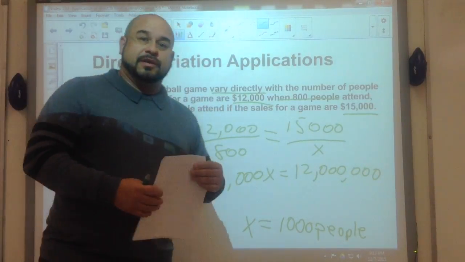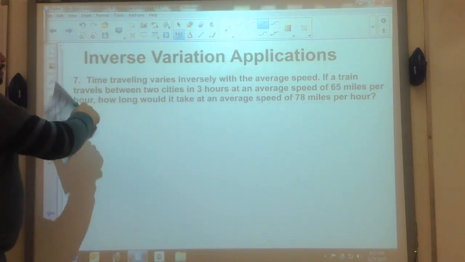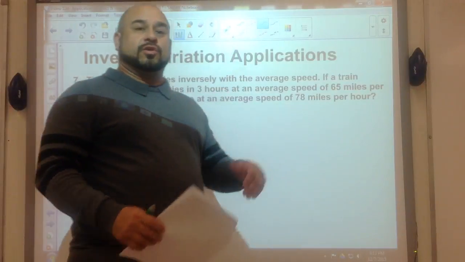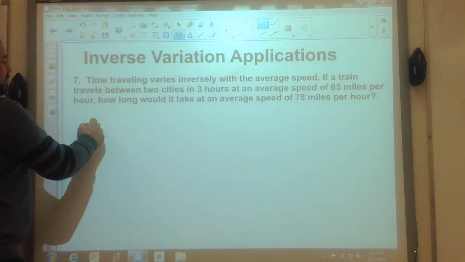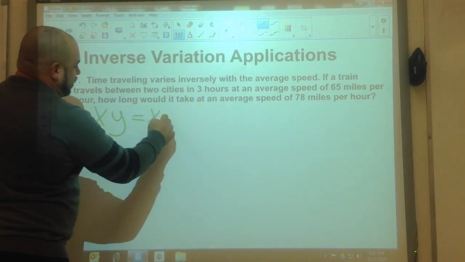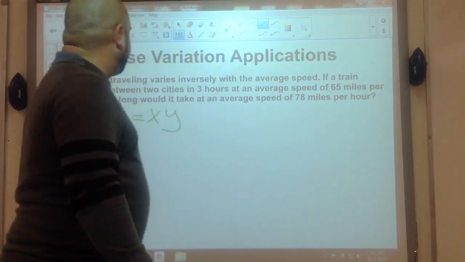Now, if you've done page 5, let's do page 6. Number 7. It says inverse variation application. So in this case, we're going to apply the inverse variation. And if you remember, we did the multiplying: x times y equals the same thing as x times y. And that's how we set it up.